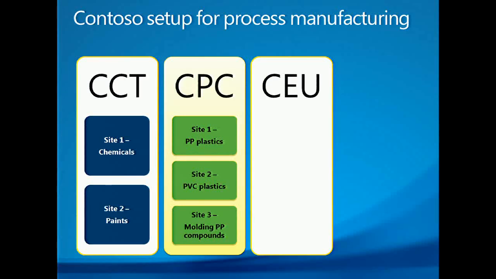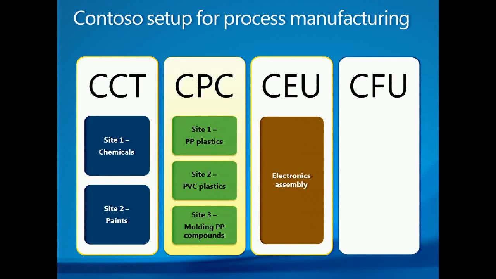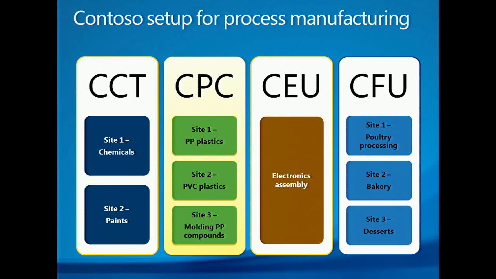People who are in the TAP program and have seen the data set must be familiar with the Contoso Entertainment Company, which is the electronics assembly. And then last, we have a Contoso Foods company. So these 2 companies are about chemicals and plastics, for the chemical vertical, and the last one is for the food vertical. We'll set up a company for pharmaceutical in the next few months before the data releases. In the foods company, we've got 3 sites: poultry processing on one side, then bakery, and then desserts.